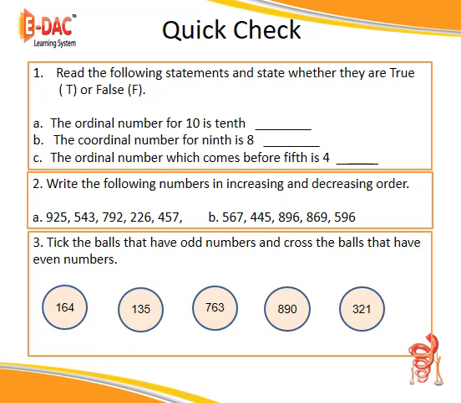Question number 2. Write the following numbers in increasing and decreasing order. Question number 3. Tick the balls that have odd numbers and cross the balls that have even numbers.